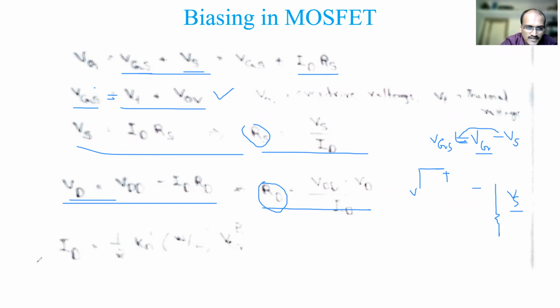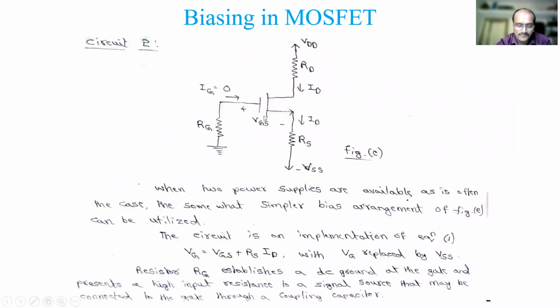And this is another relation, ID is equal to Kn dash W by L VOV square. So this also we'll see. Don't worry about this, I just listed out the equations of that design. So this is the problem. This is another circuit. The problem we'll see in the next class maybe.